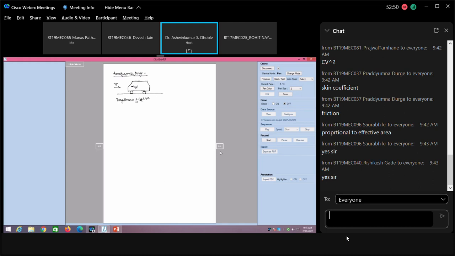So from here you can see that the drag force FD is directly proportional to V square. And A is basically proportional to the effective area. So A is, I will use this word, effective area, or you can say the frontal projected area. Agreed? Yes. Okay, fine.